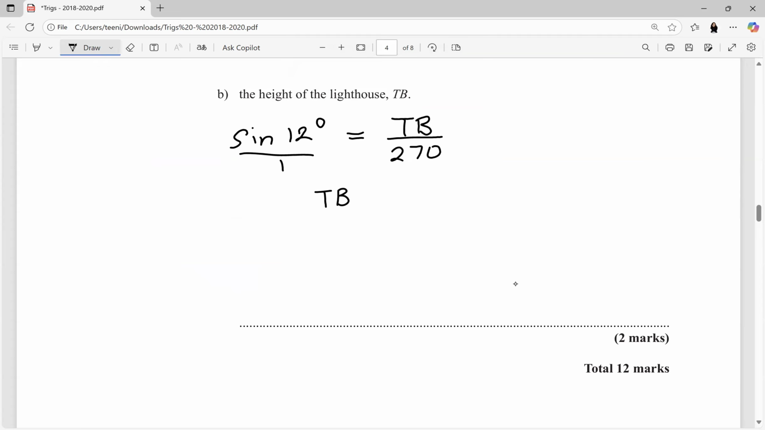I just want everybody to be able to see. So TB is therefore equal to 270 by sine of 12. So that would be 270 sine of 12, 56 meters. Anybody got that?